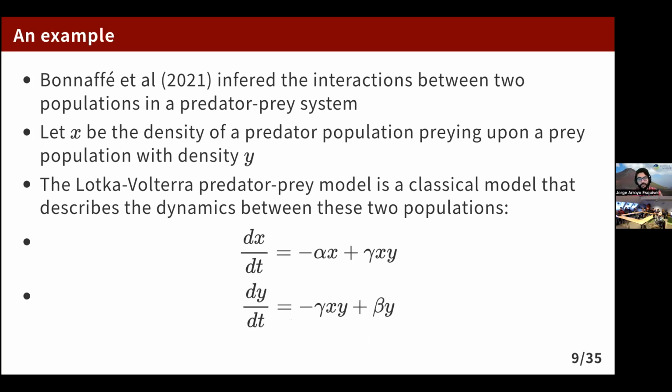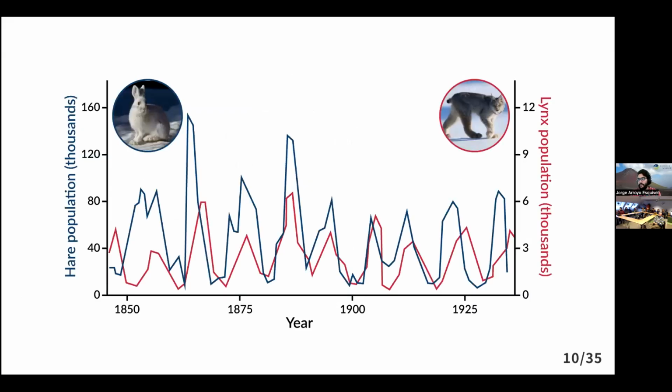And for those of you that haven't seen this model or its dynamics, this is one of the most classical examples that we have observing data. So, for example, this is a famous data set from the early 20th century, where people were keeping track of Arctic hare and lynx populations through the years, and they were seeing this cyclical behavior. And this cyclical behavior is actually predicted by the model I just showed you.